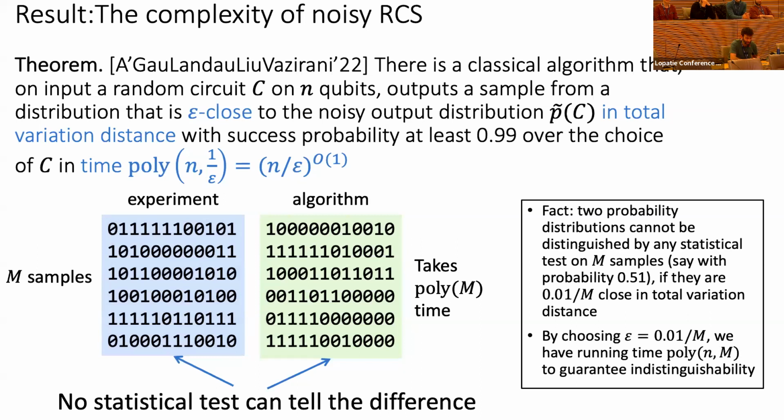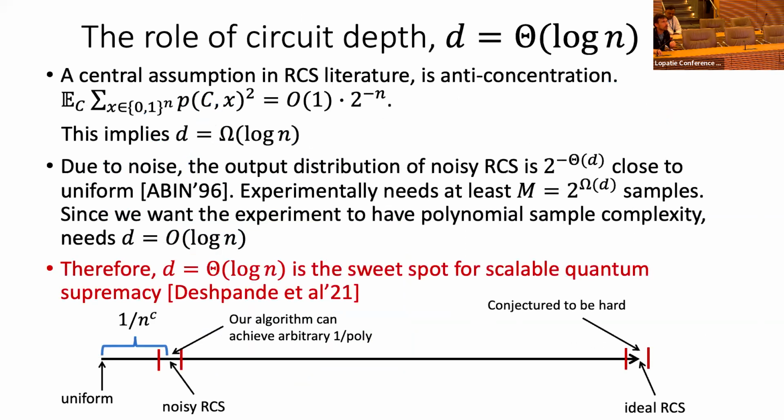Okay. Thank you. So, question: what's the depth dependence? Exactly. Excellent question. The role of the circuit depth. D needs to be theta of log n. The fact that D needs to be theta of log n basically was identified by a recent paper by Deshpande et al. as a sweet spot for scalable quantum supremacy. And the reason for that is because there's a lower bound and an upper bound. Well, let's start from the upper bound, actually.